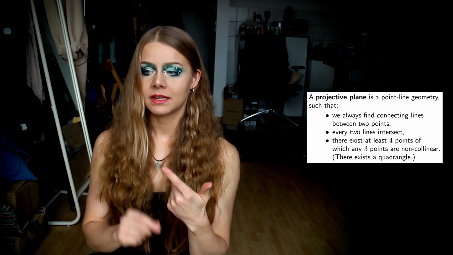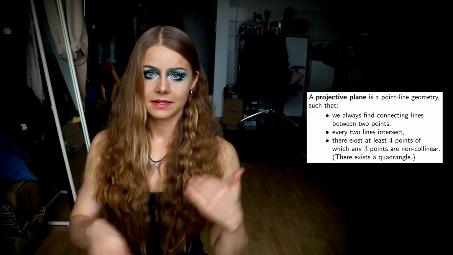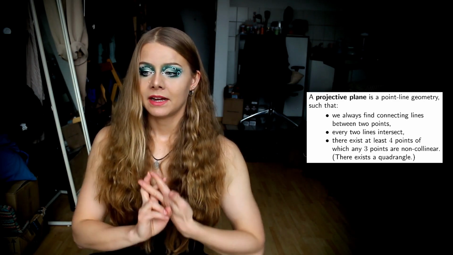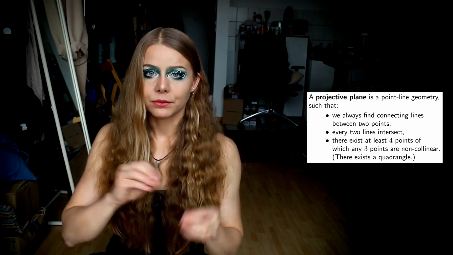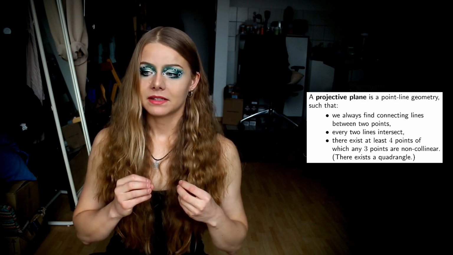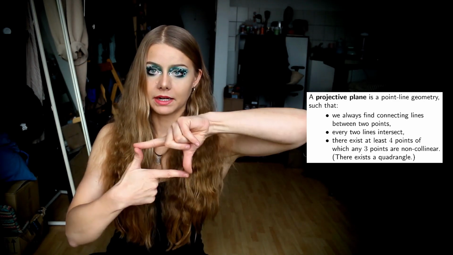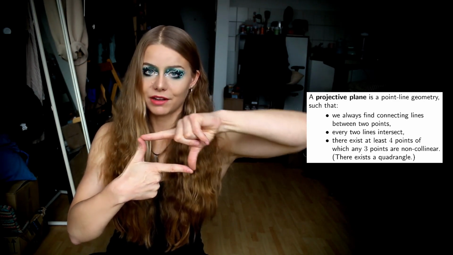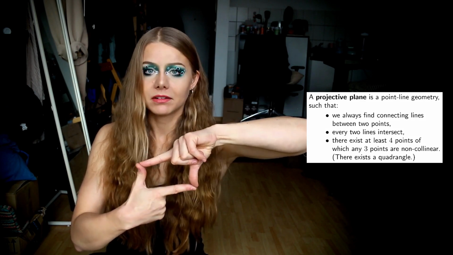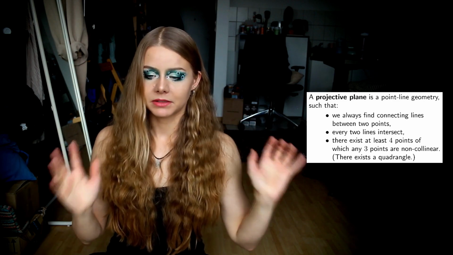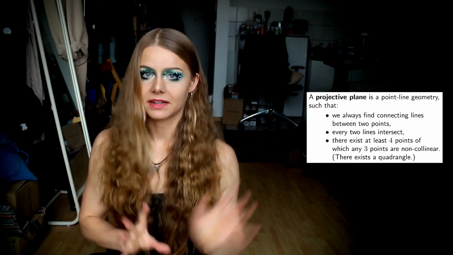Then the second axiom is any two lines intersect in a point. So all lines intersect. And the third one is there exist 4 points in the plane, at least, for which no 3 are collinear. So what does this last axiom mean? It means that somewhere in this plane there exists a quadrangle. Because if you think about a quadrangle, you have 4 points, and if you pick out any 3, then they are not on one common line together. So, projective plane: we want connecting lines between all points, all lines intersect, and somewhere there exists a quadrangle.